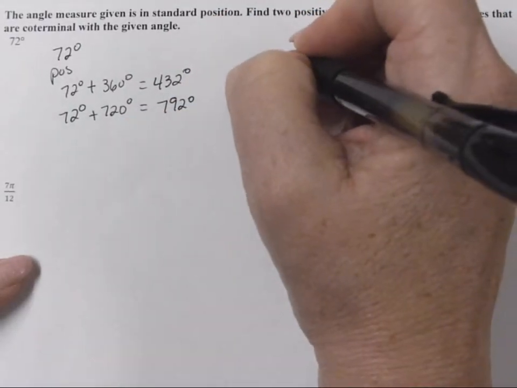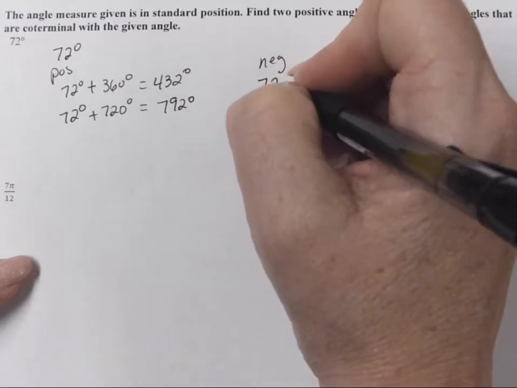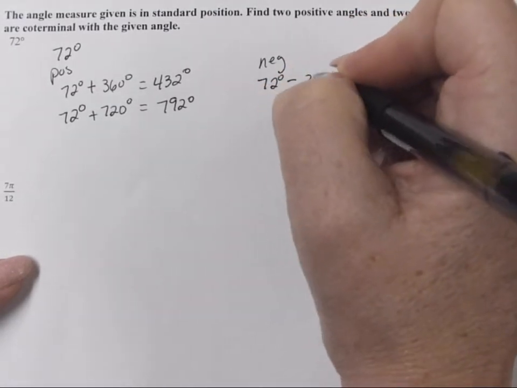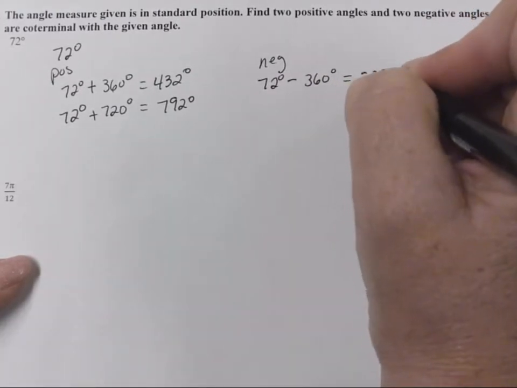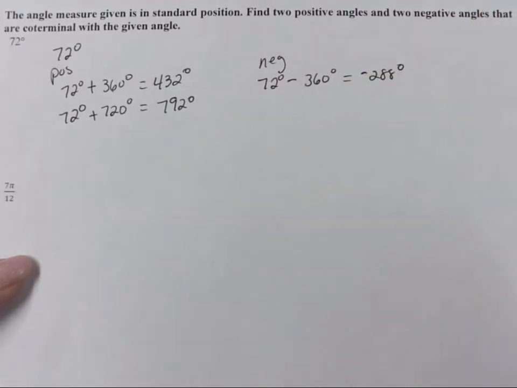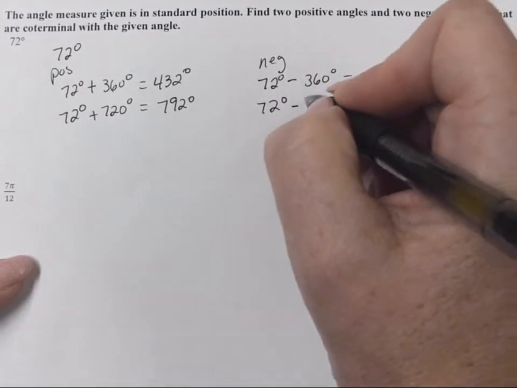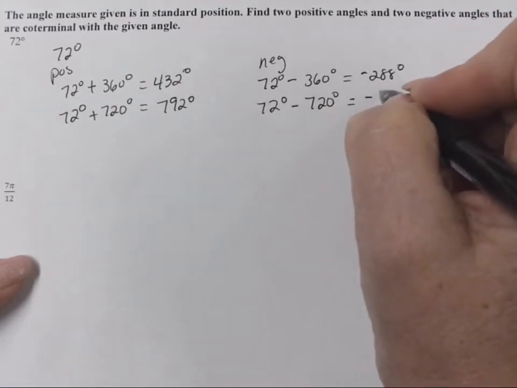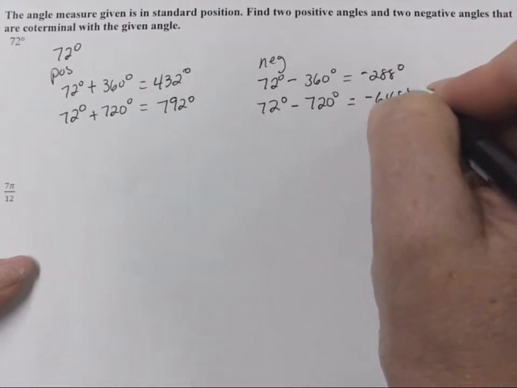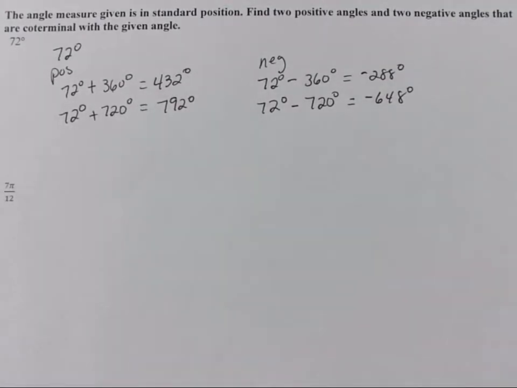Now, if we're looking at negative, then we're going to subtract. So 72 degrees minus 360 degrees will get us a negative 288 degrees. And 72 degrees minus twice around, which is 720 degrees, will be negative 648 degrees. So these all terminate at the same place on the unit circle.